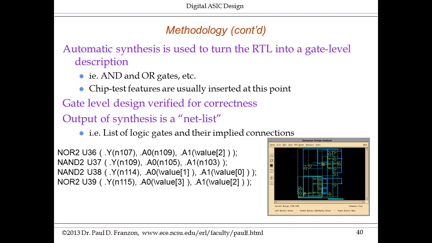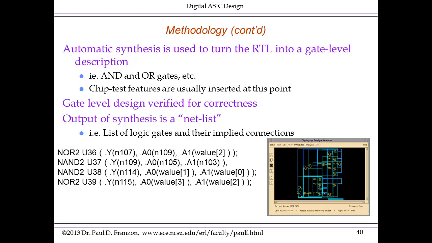Then we want to turn that RTL into a gate level description. That is, AND gates, OR gates, flip-flops, and so on. This is also verified for correctness, actually within the synthesis tool. The output of this step is often referred to as a netlist. That is, it lists all the nets, the wires, and how they're connected to all the gates.